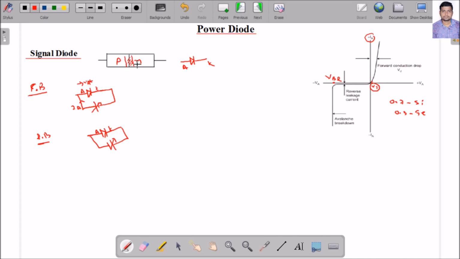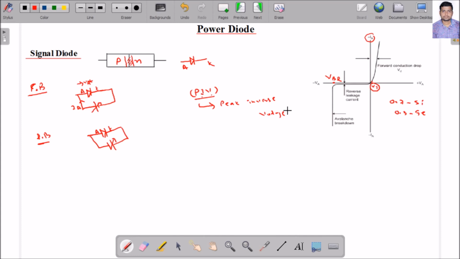Generally the diode manufacturer will indicate the PIV rating of the diode. What is PIV rating? PIV means peak inverse voltage. Peak inverse voltage is the largest reverse voltage to which a diode may be subjected during its working.